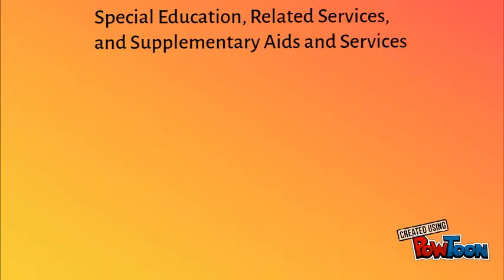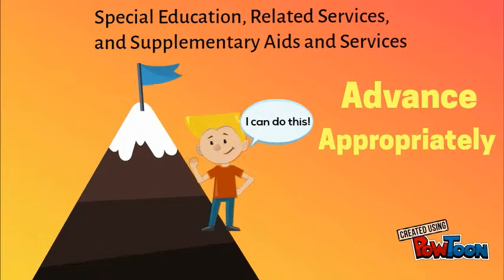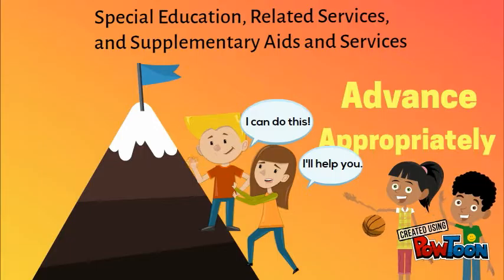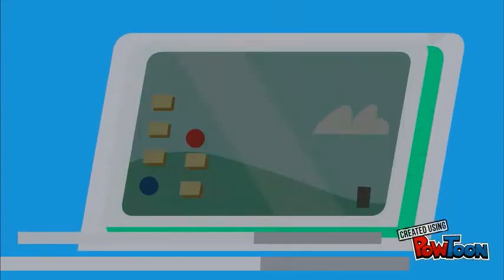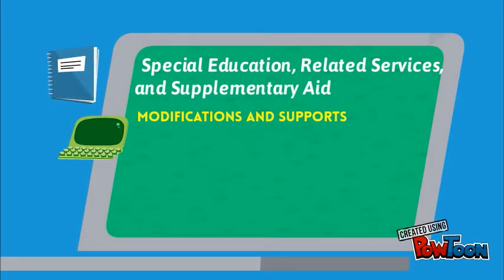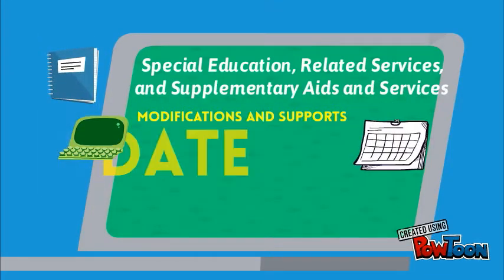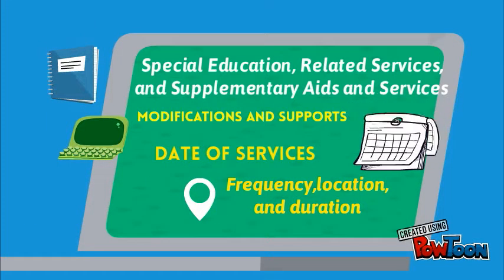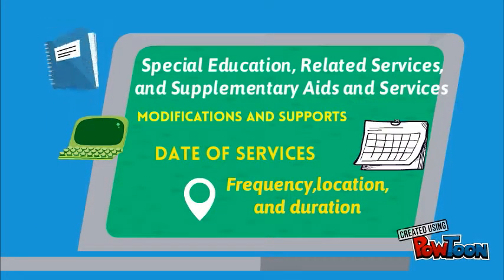The ARD committee decides what services are needed to enable the child to advance appropriately toward attaining the annual goals, be involved and make progress in the general curriculum, and be educated and participate with children without disabilities. The IEP must include a statement of any needed program modifications and supports for school personnel that will be provided, the projected date for the beginning of the services, anticipated frequency, location, and duration of the services and modifications.